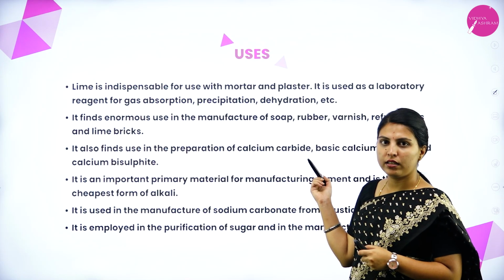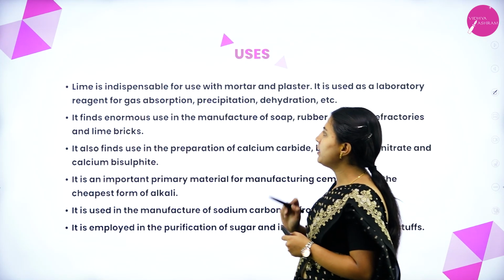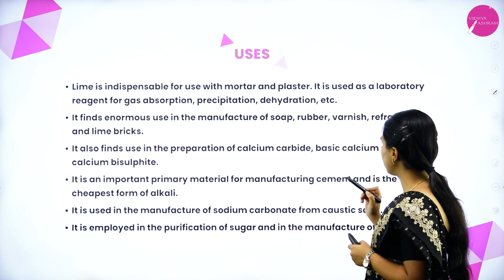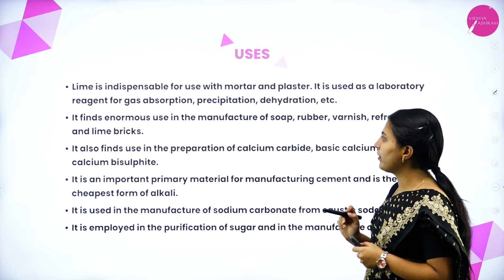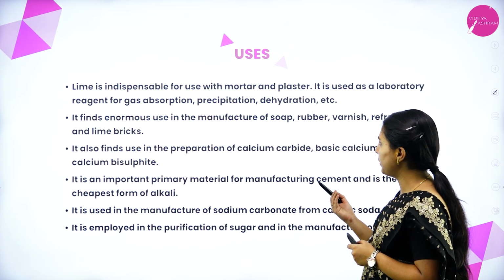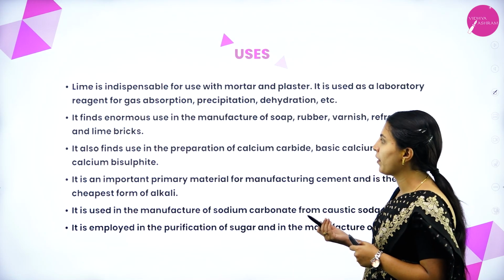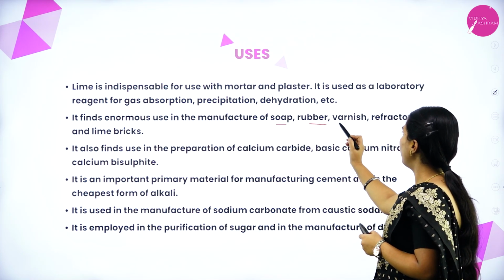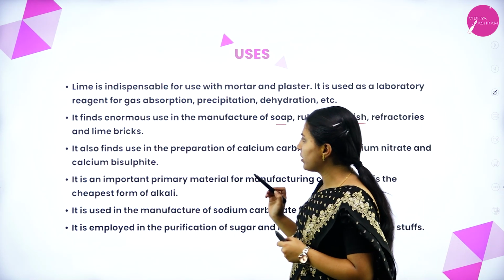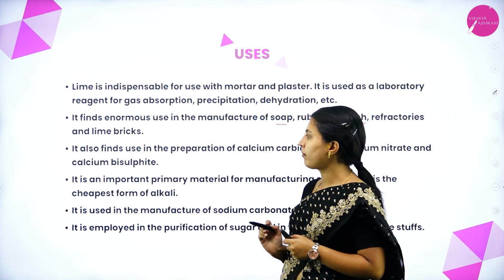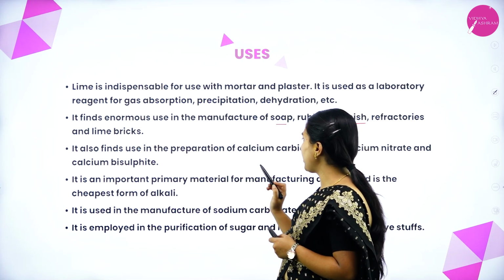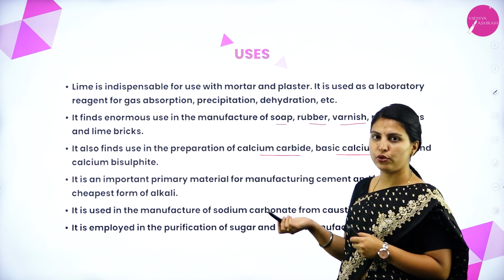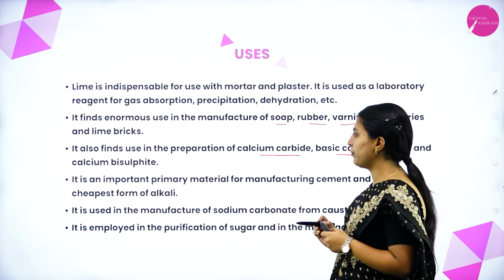Its uses: lime is indispensable for use with mortar and plaster. It is used as a laboratory reagent for gas absorption, precipitation, dehydration, etc. It finds enormous use in the manufacture of soap, rubber, varnish, refractories and lime bricks. It also finds use in the preparation of calcium carbide, basic calcium nitrate and calcium bisulfate. To form these compounds, the calcium oxide will be used.